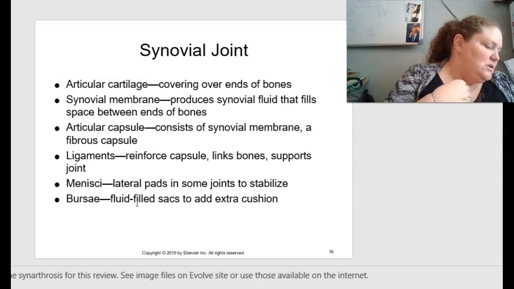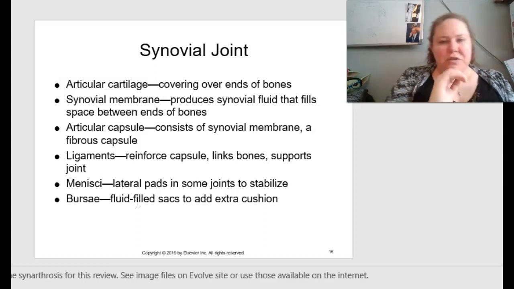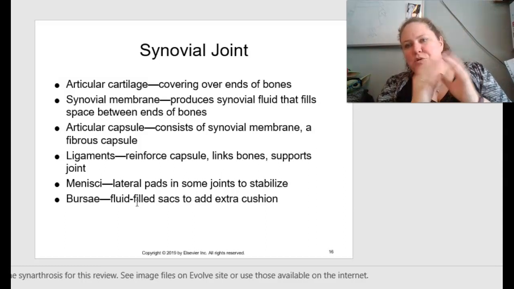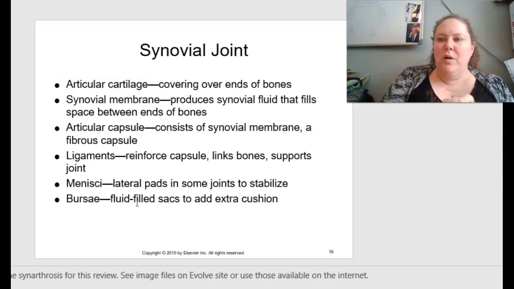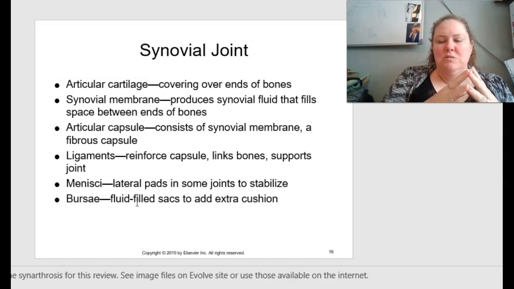Specifically talking about your synovial joint, these guys are really important because the synovial joint is where you have lubrication, and it's a very important part of the joint system. You have your articular cartilage, which is the covering over both ends of the bones. You have your synovial membrane, which produces the synovial fluid that fills the space between the bones. You have your articular capsule, which consists of that synovial membrane, and this is a fibrous capsule.